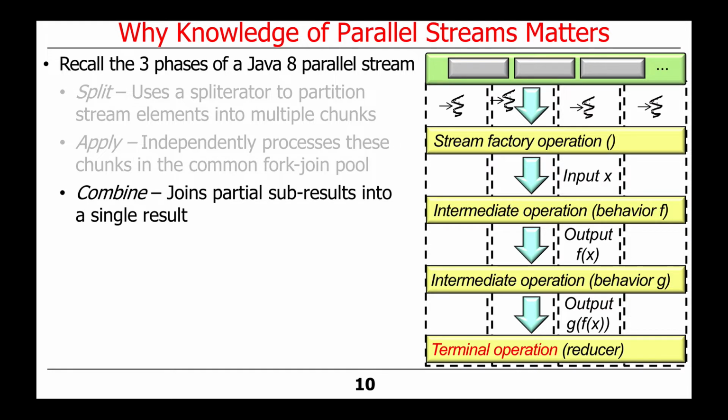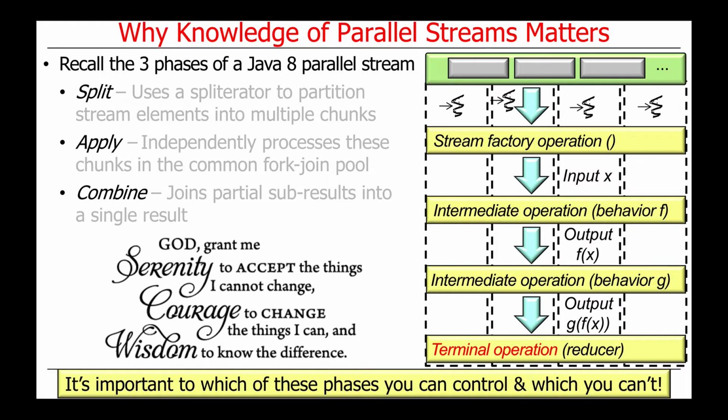That's the part that starts when the terminal operation is reached, and if you recall, that'll start pulling the data from the data source through the intermediate operations. Those things are run in parallel, and then as they finish running in parallel, they get joined together and combined by the final phase. Okay, and it's important to understand which of these phases you can control and which ones you can't. Some of the phases you have very little control over. Other phases you have a tremendous amount of control over.